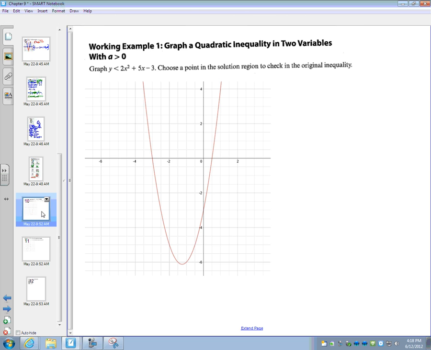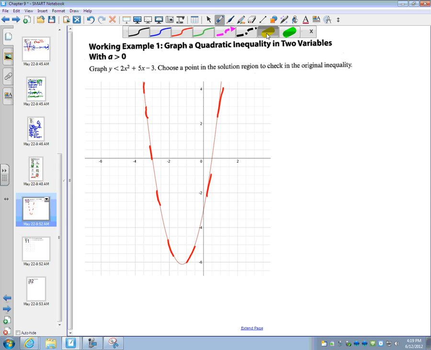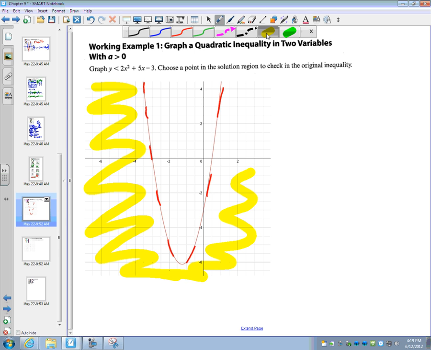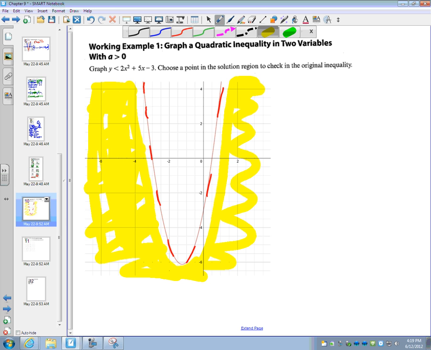Okay, let's try one. So y is less than 2x squared plus 5x minus 3. Choose a point in the solution region to check the original. So I went to Desmos and I did a graph here. So I want everything that's less than this. So first of all, this should really be a dotted line because I'm not including the boundary. And I want everything that is less than this. So the way I do less than is I talk about all the region below it. So I'm talking about all this region here, all y less than that. So if I could shade in, I would shade that in all the way. Okay, anything below it here.